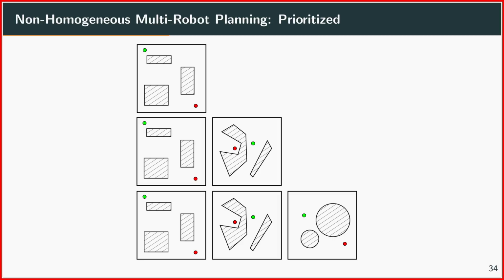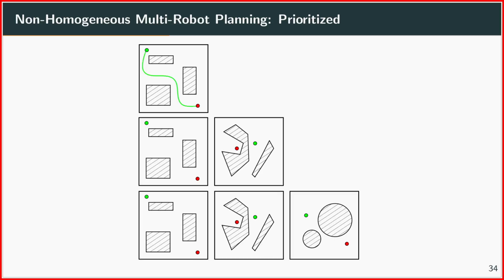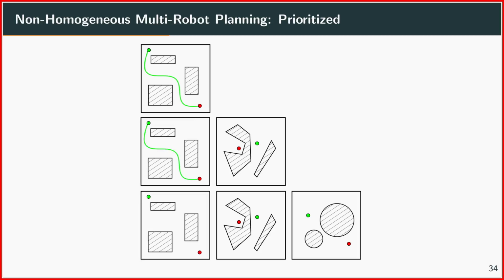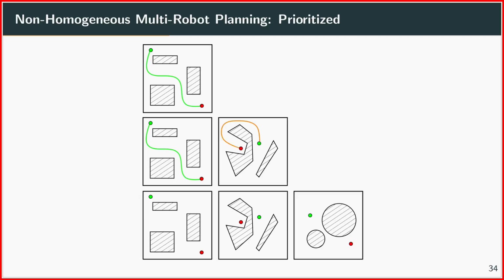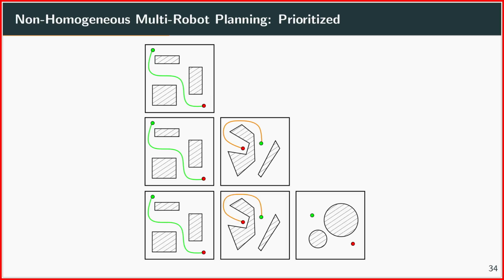So what we have here are, again, some small state spaces of a point robot, which needs to go from green to red. And the 3 state spaces on the bottom here are basically the composite state space. What you do with prioritized planning is that you first find a path for the first robot, and then you use this path as a constraint for the second robot. You plan a path now for the second robot. Then you take those 2 paths again as constraints, and then you plan another path for the third robot.